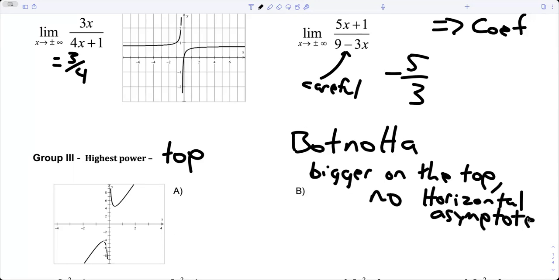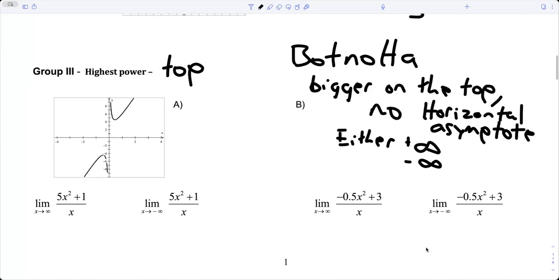If it's bigger on the top, then there is no horizontal asymptote. That also means there's only two answers. It is either positive infinity or negative infinity. Those are the only two answers if it's bigger on the top. All right, and here's why.